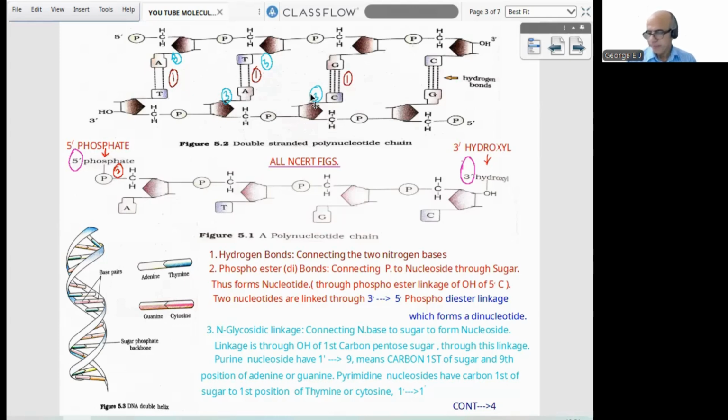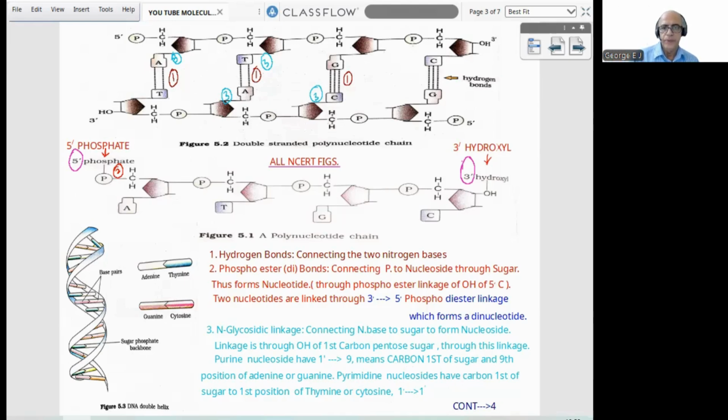The color we can find. The linkage is through the OH of the 1st carbon of the pentose sugar. Through this linkage, purine nucleosides have 1' to 9, meaning the attachment is from carbon 1 of the sugar to the 9th position of adenine or guanine. While in pyrimidine nucleosides, it is carbon 1 of the sugar to the 1st position of thymine or cytosine, that is 1' to 1. I think that is clear to all of you.